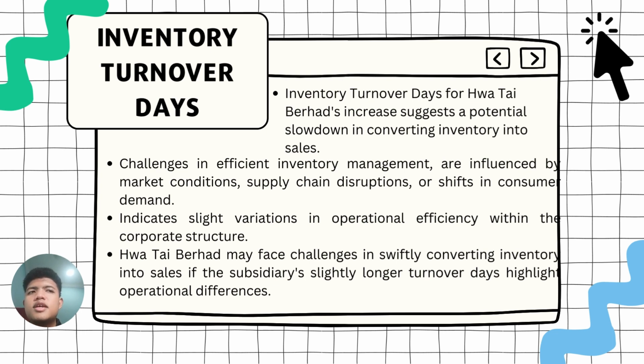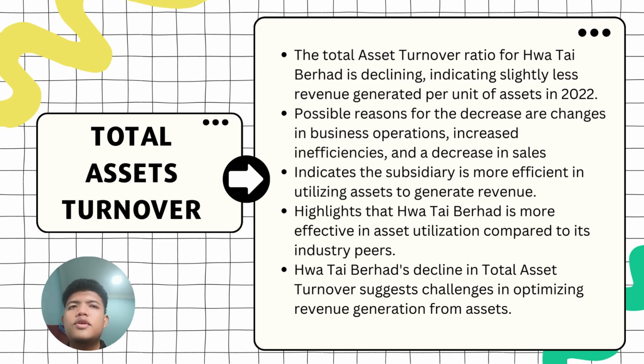Watai Berhad may face challenges in swiftly converting inventory into sales if the subsidiary has slightly longer turnover days, which highlights operational differences. So for the total asset turnover, the ratio for Watai Berhad is declining, indicating slightly less revenue generated per unit of asset in 2022. Possible reasons for the decrease are changes in business operations, increased inefficiencies, and a decrease in sales. This indicates the subsidiary is more efficient in utilizing assets to generate revenue.